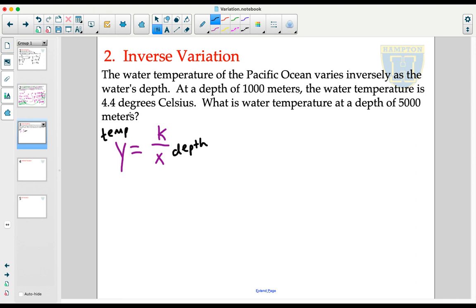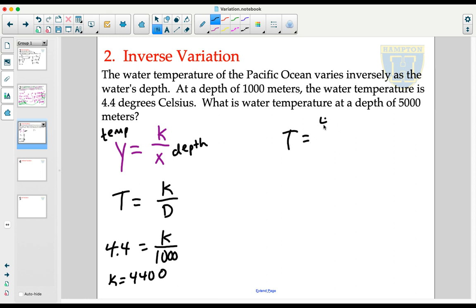If you're having a hard time remembering who goes where, and this can even work for direct variations and our future variations, it's not a bad idea to start labeling them, especially as you write the equation generically with y equals k over x, and then maybe even switch it to temperature equals k over depth, and you start making the substitutions that way. 4.4 degrees is associated with a depth of 1,000 meters. Multiplying and determining k, we get that k is 4,400, meaning our actual inverse relationship is 4,400 over the depth.